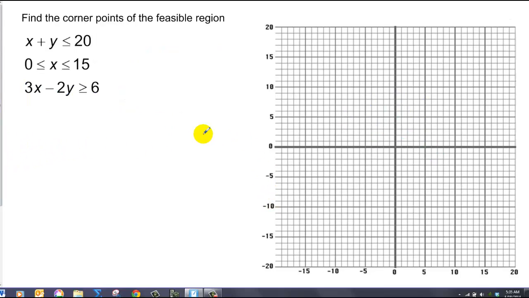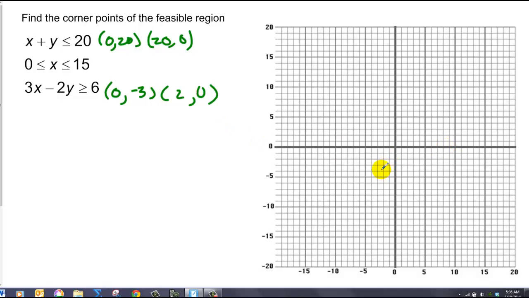And lastly, we're going to use 3 equations, actually 4 because I have x is greater than 0 and less than 15. I'll use intercepts once again. Here's 0, 20, 20, 0, 0, -3, and 2, 0. Let's go ahead and graph all these.